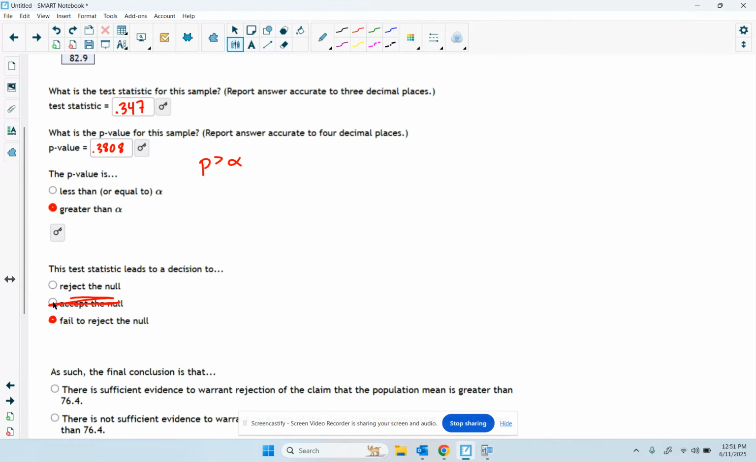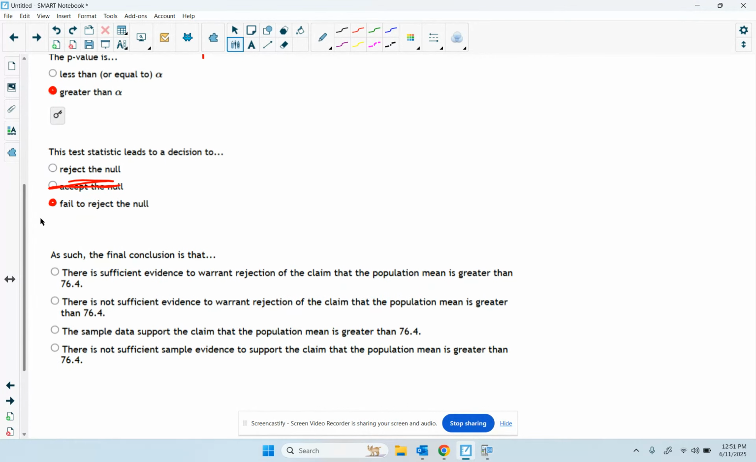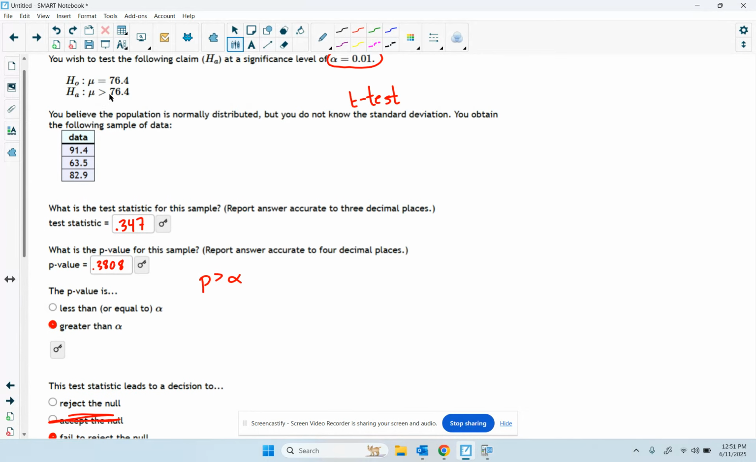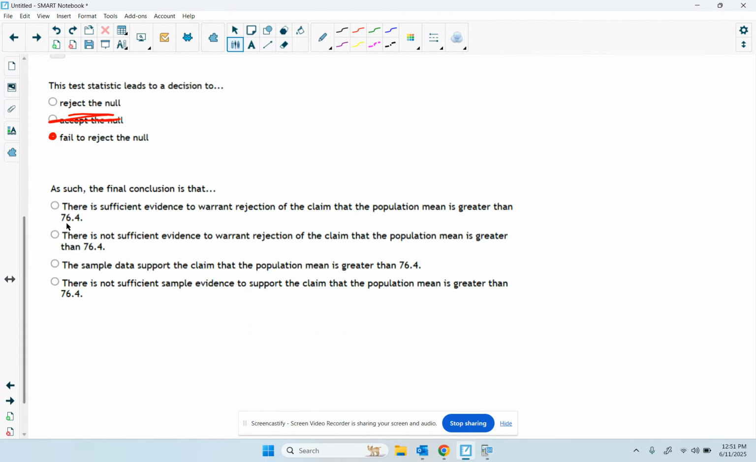It's never accept the null. It's either the top or the bottom. So we fail to reject. So we cannot claim the alternative. So we cannot claim that the mean is higher than 76.4.